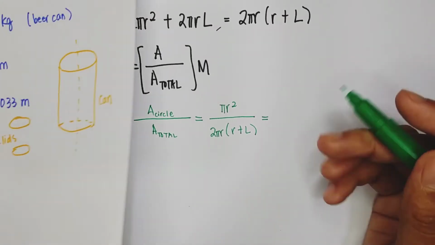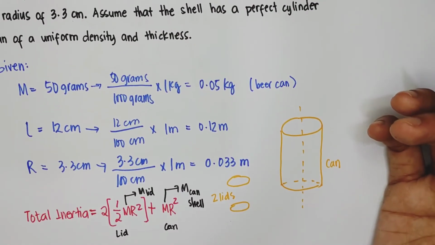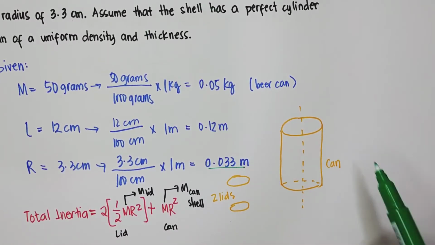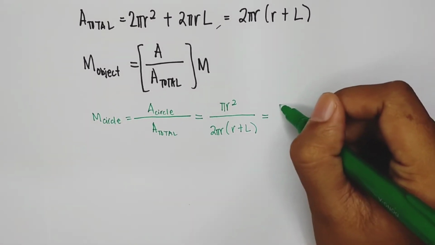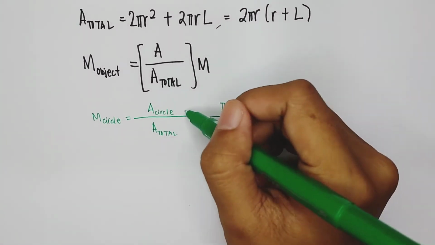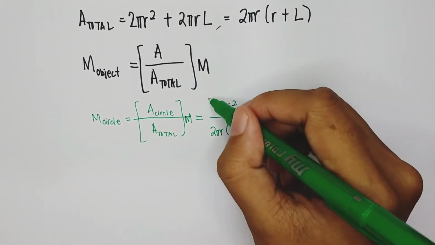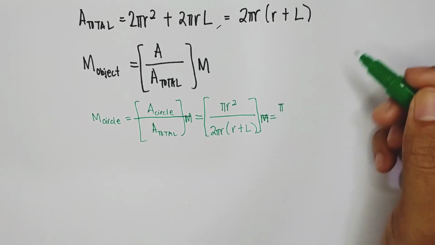Again, this is our given, so we need to use it. We have here our radius of 0.033 meters. So we have pi times, sorry, we have times the mass. I forgot the mass. Okay, times our mass.